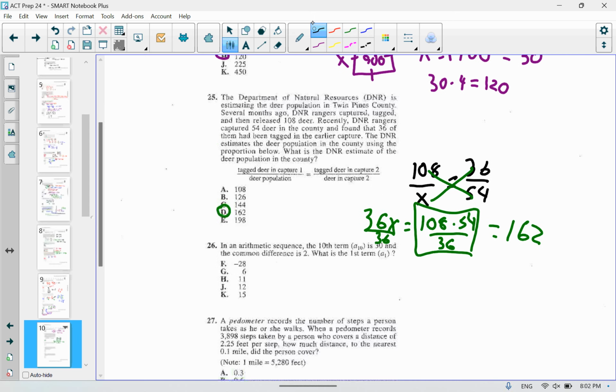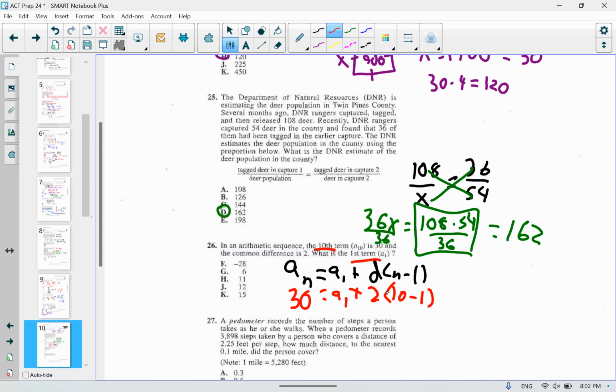In the arithmetic sequence, the 10th term a sub 10 is 30. An arithmetic sequence can be expressed as a sub n equals a sub 1 plus d times the quantity n minus 1, where d is the common difference, n is the number of terms, a sub n is like my y value, and a sub 1 is my first term. So here it's saying, what is the first term? Well, a sub n is going to be my term, so in this case 30. The 10th term, so n is going to be 10, and it already tells me the common difference is 2.